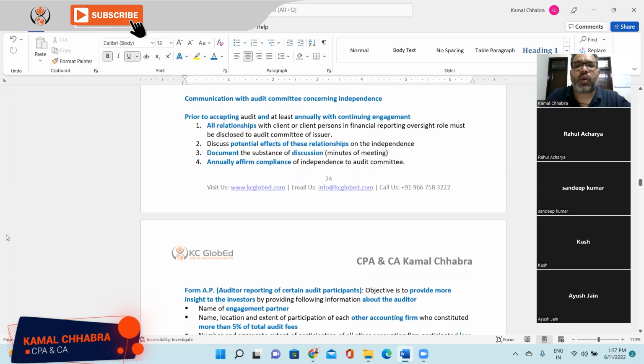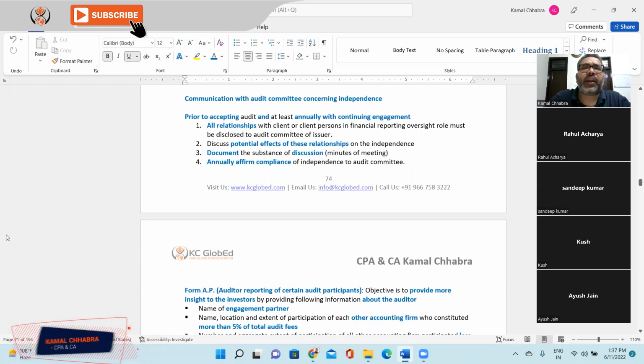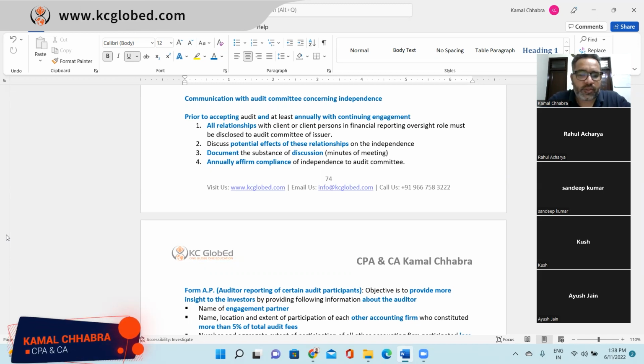Next is communication with the audit committee concerning independence. If at any point of time when you are conducting the audit, and let's say, as in an example we discussed earlier, your spouse has inherited certain shares of the audit client from, let's say, your spouse's great grandfather who has expired, right? So in that scenario, now your spouse is a shareholder of the company, and as your spouse is a shareholder of your client company, your independence is in question, right?